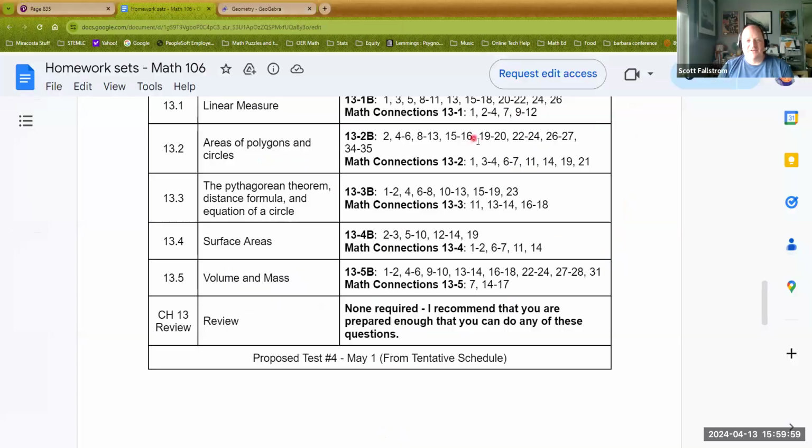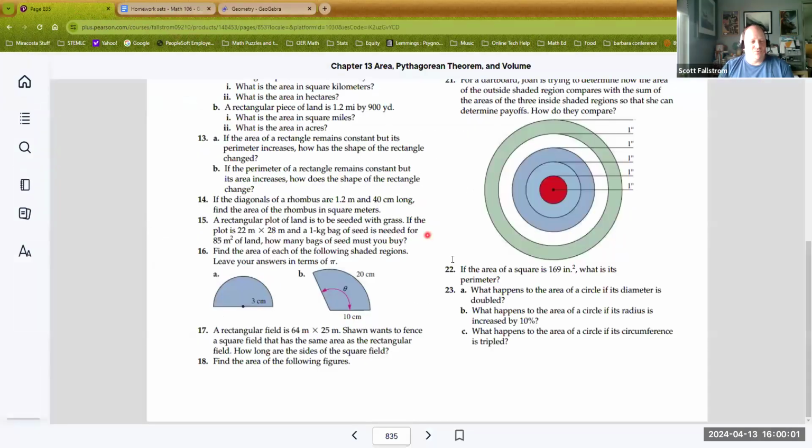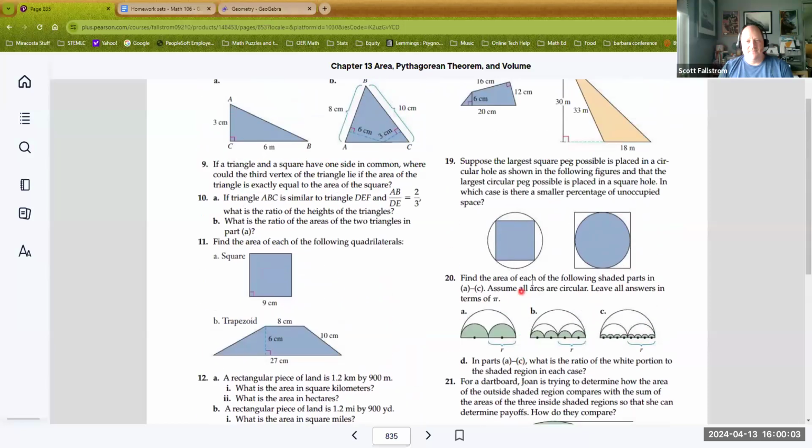Okay. What else do we have? 15, 16, 19, and 20. Okay, let's go up here to 19 and 20. Square peg, circle hole, circle peg, square hole. This one, yeah, I would love to see this one done without any decimal numbers. Keep it as a ratio.